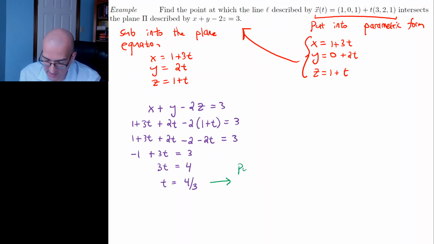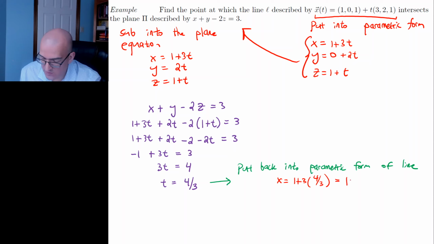We put this back into parametric form for the line. So we have x equals 1 plus 3 times 4 thirds, which is 1 plus 4. The 3's cancel top and bottom, which is 5. Y is equal to 2 times 4 thirds, which is 8 thirds.